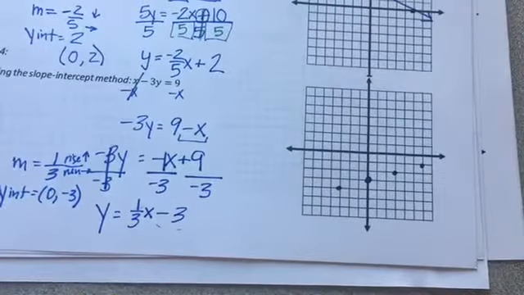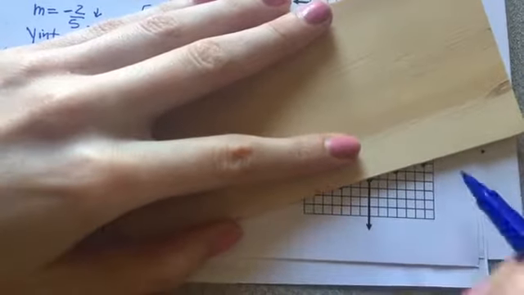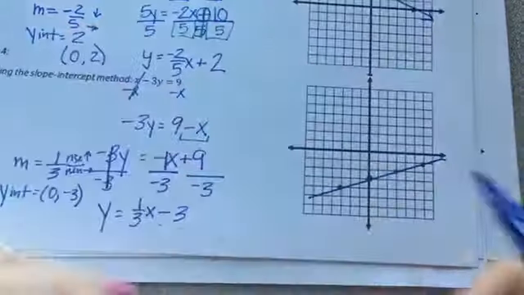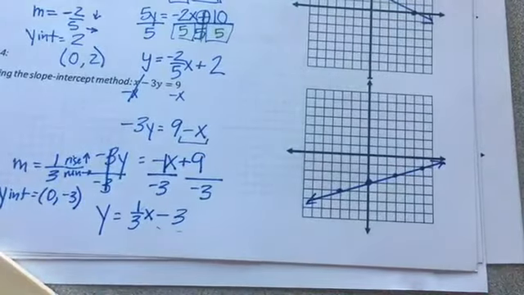Once we have at least 3 points, I'm going to grab my straight edge and draw that line in there. Arrows on both ends. And I'm finished. That is lesson 2 of our week.